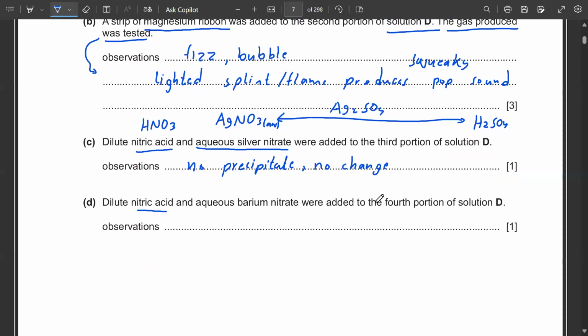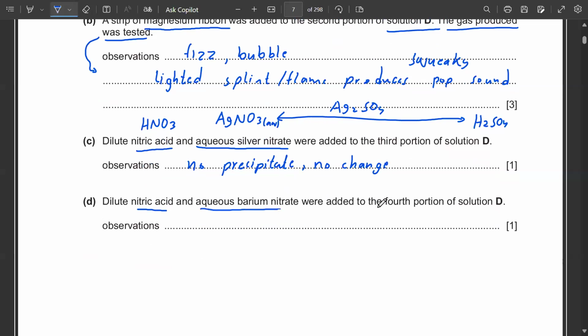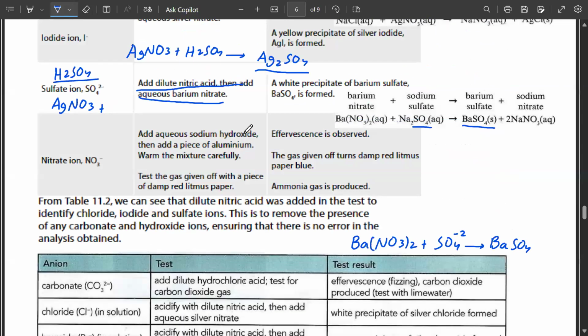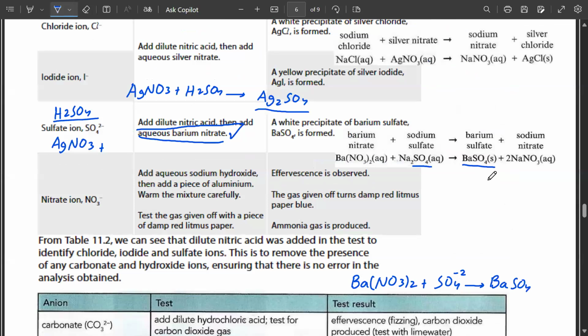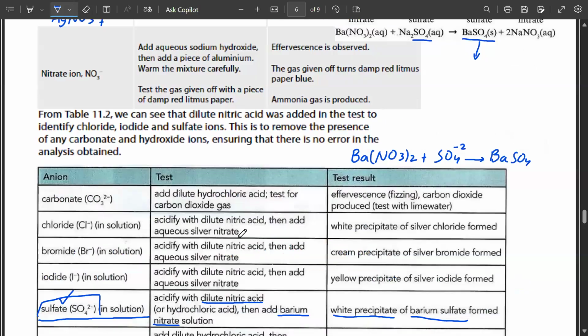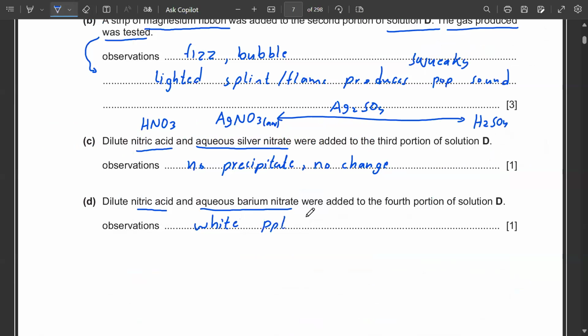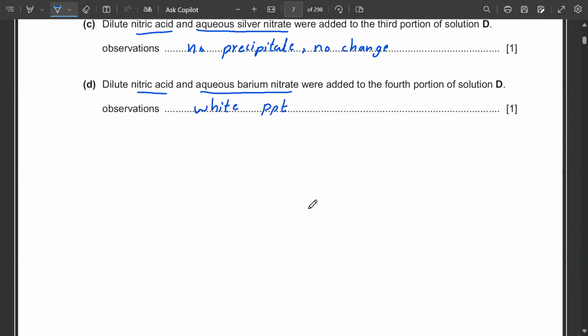Then next is D. Dilute nitric acid and aqueous barium nitrate were added to the fourth portion of solution D. Give observations. Now that's the thing which we have just seen in the notes. When there is a reaction between the barium nitrate and the sulfuric acid, then in this case barium sulfate is produced, and that is a white precipitate. That white precipitate is a clear observation of the formation of barium sulfate. So we will write white precipitate formation.